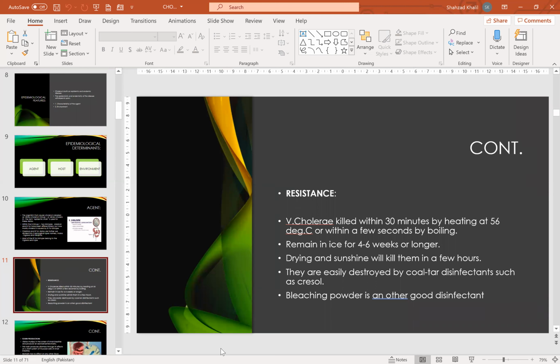Resistance. Vibrio cholerae is killed within 30 minutes by heating at 56 degrees centigrade or within a few seconds by boiling. It can remain in ice for 4 to 6 weeks or longer. Drying in sunshine will kill them in a few hours. They are easily destroyed by coal tar disinfectants such as cresol, and bleaching powder is another good disinfectant.